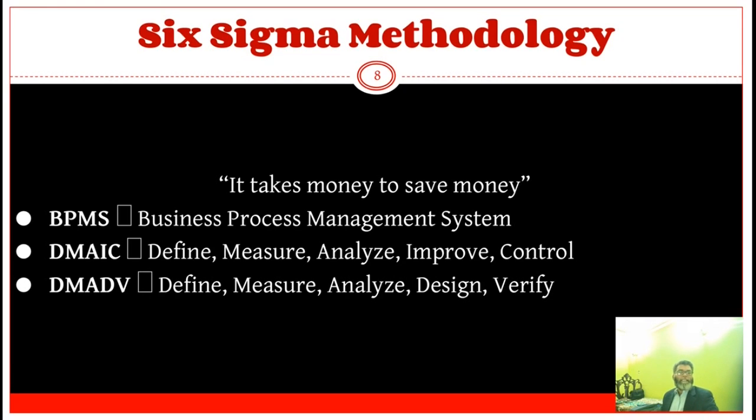The different Six Sigma methodologies. A slogan is there for Six Sigma: it takes money to save money. The first methodology is BPMS, or Business Process Management System. Second methodology, DMAIC, that is Define, Measure, Analyze, Improve and Control. And third one, DMADV, that is Define, Measure, Analyze, Design and Verify, which is also called as DFSS, that means Design for Six Sigma.